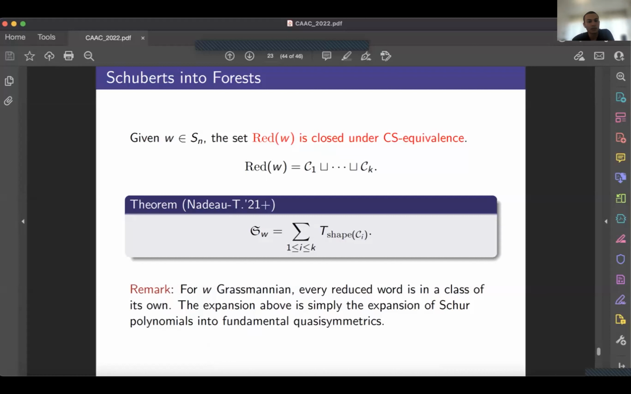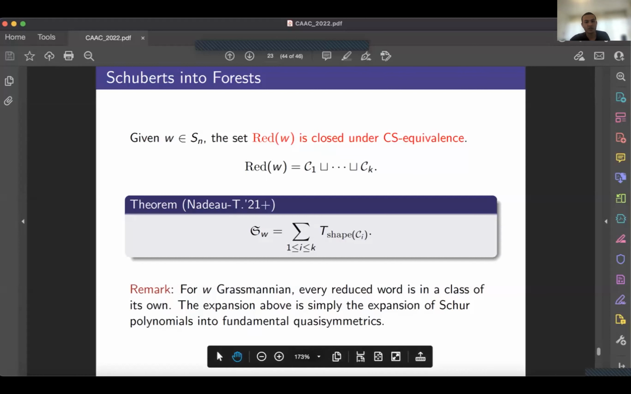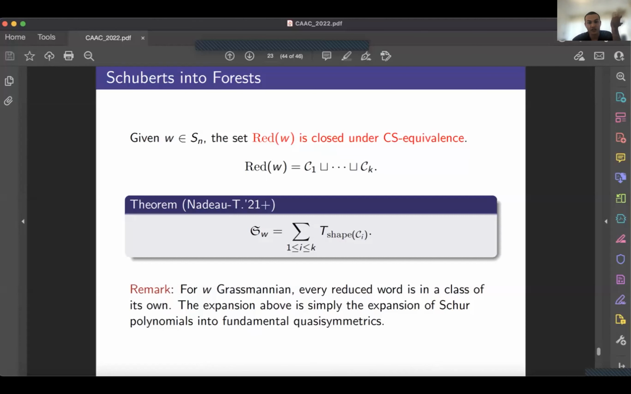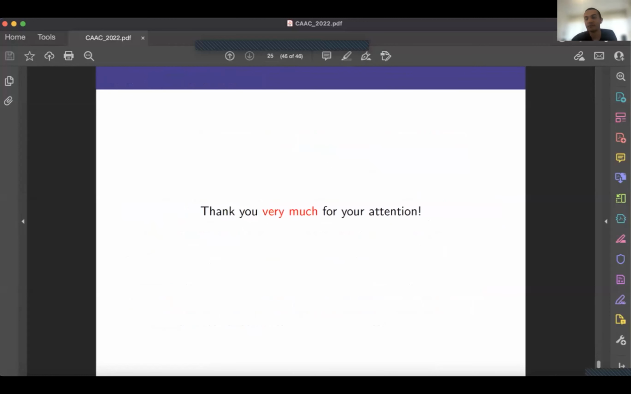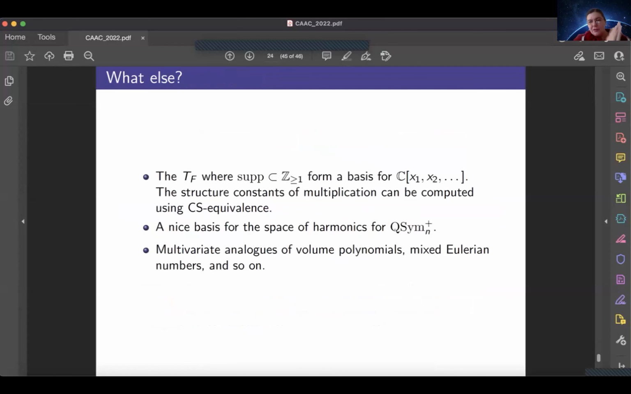Okay. And as a quick remark, for Grassmannians, this correspondence doesn't tell you much. Every reduced word is a class of its own. All trees are linear. This is the same expansion as Schur's into fundamentals. Okay, so here's a bunch of things, but maybe let me not push my luck and stop there. Thank you.